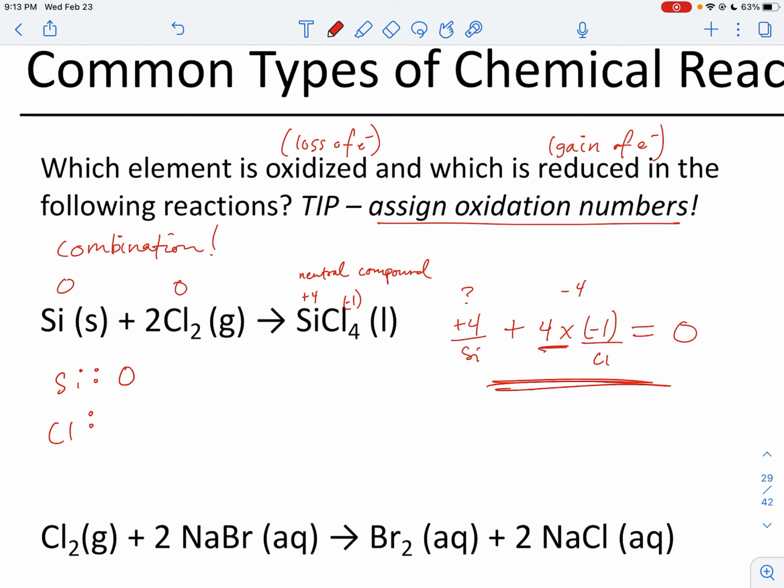So silicon goes from 0 on the reactant side. So these are the numbers that I'm looking at, 0 to a positive 4. All right. Now, chloride goes from 0 to a negative 1. So I'll rewrite chloride in blue. It goes from 0 to negative 1.